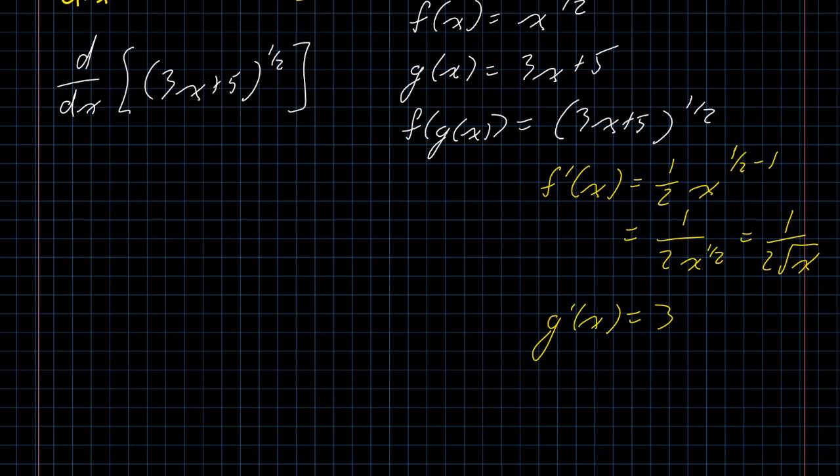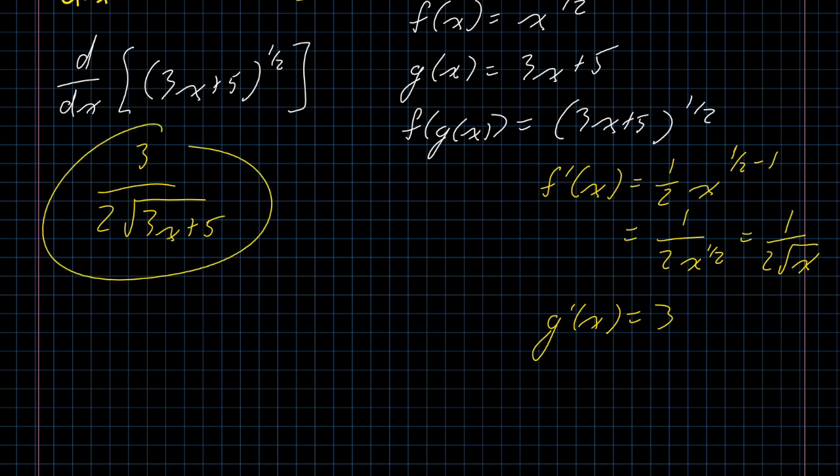So to take this derivative, I'm going to take f prime and evaluate it at g. So that's 1 over 2 times the square root of g, which is 3x plus 5, multiplied by g prime of x, which is 3. That'll just end up in the numerator. So my derivative in this case is 3 over 2 square roots of 3x plus 5.